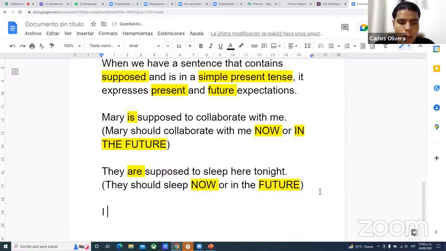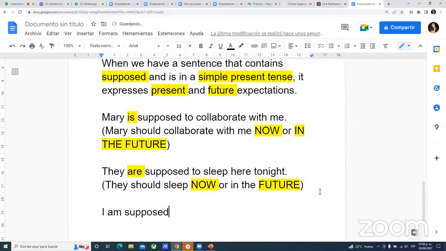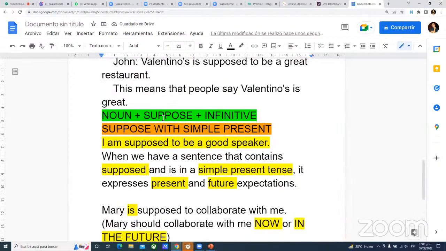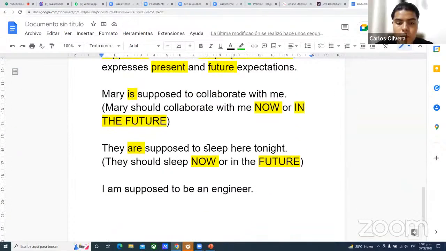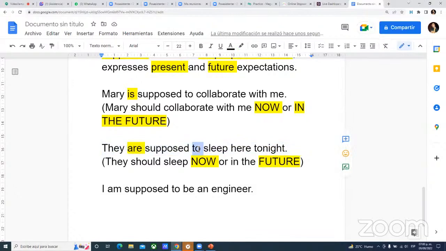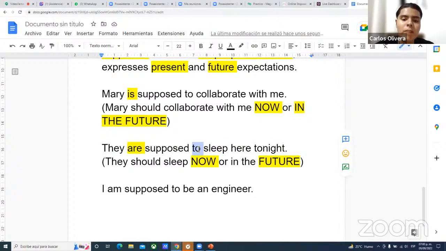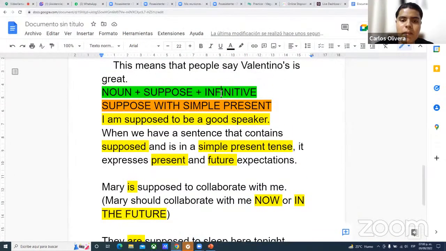What else? Tell me any other doubt. I am supposed. In your structure for this, that is noun, suppose, and infinitive verb. Yes, exactly. And infinitive means "to". Because we are not saying they are supposed sleeping, right? Or Mary is supposed collaborating with me. We are saying supposed to collaborate with me. That is what I mean by infinitive.